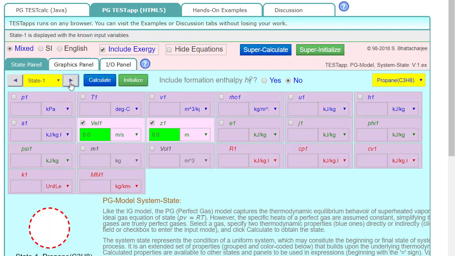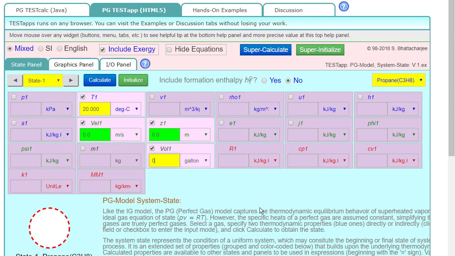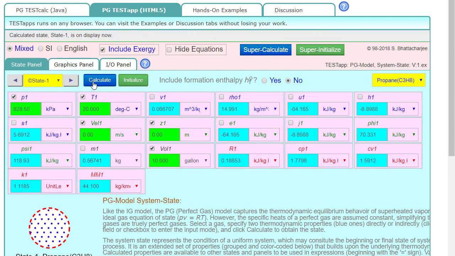That's because in the PC model we entered a quality, X1. But in the PG model, there is nowhere to enter quality because gases don't have a quality. So we're going to have to kind of re-enter states 1 and 2. So that was 20 degrees C, 10 gallons. And since we don't have anywhere to put quality, in the PC model it was calculated that the pressure for state 1 was 28.5 kPa, so we'll just enter that and hit calculate.